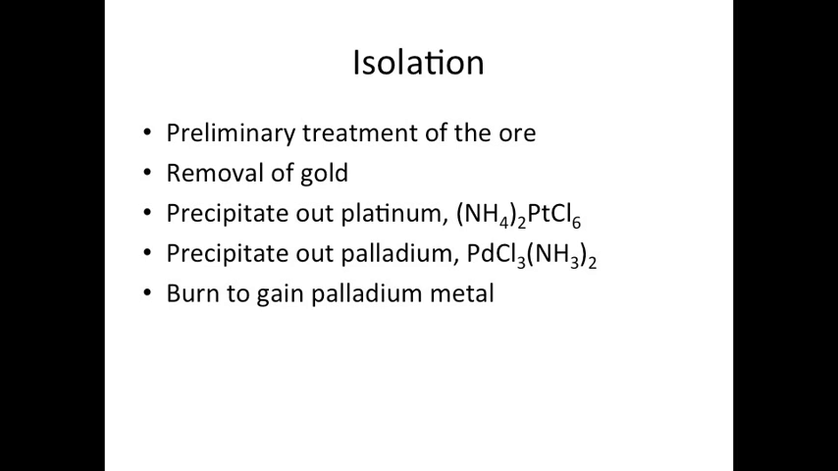This gives a solution containing complexes of gold and platinum, as well as H2PdCl4. The gold is removed from this solution as a treatment with iron chloride. The platinum is precipitated out by treatment with NH4Cl, leaving H2PdCl4. The palladium is precipitated out by treatment with ammonium hydroxide, leaving the palladium complex. This yields palladium metal by burning.